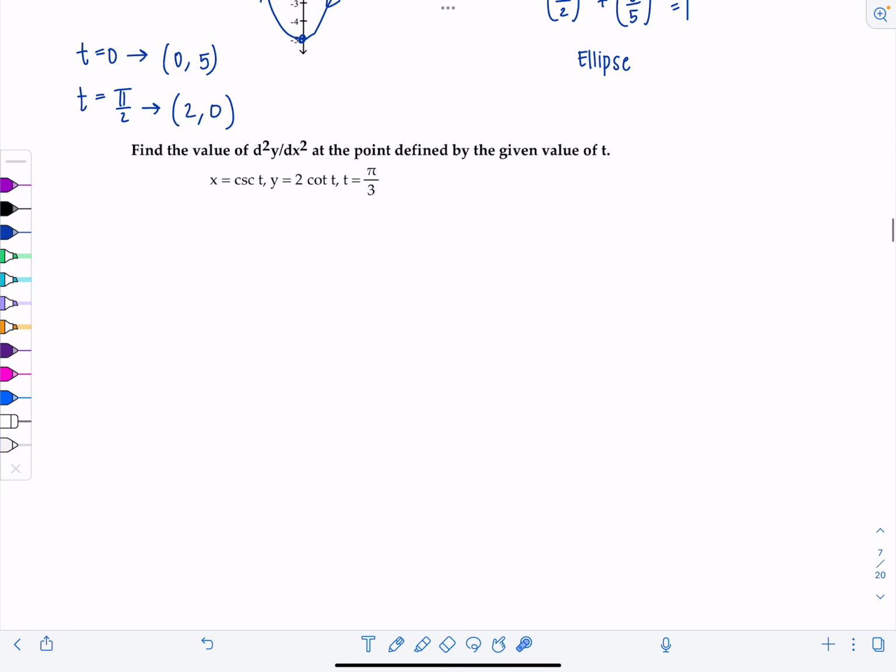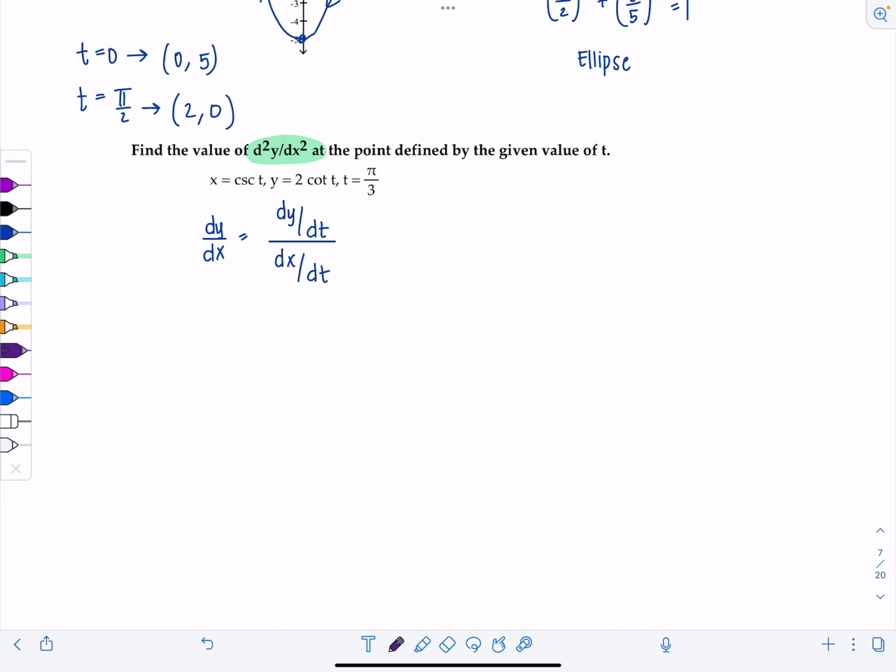So in this particular problem, they want us to find the second derivative with respect to x at the given point. So remember, dy/dx is dy/dt over dx/dt. That formula should make complete sense. It looks like the dt's are canceling out. That is not what's going on, but if it helps you remember it, cool.